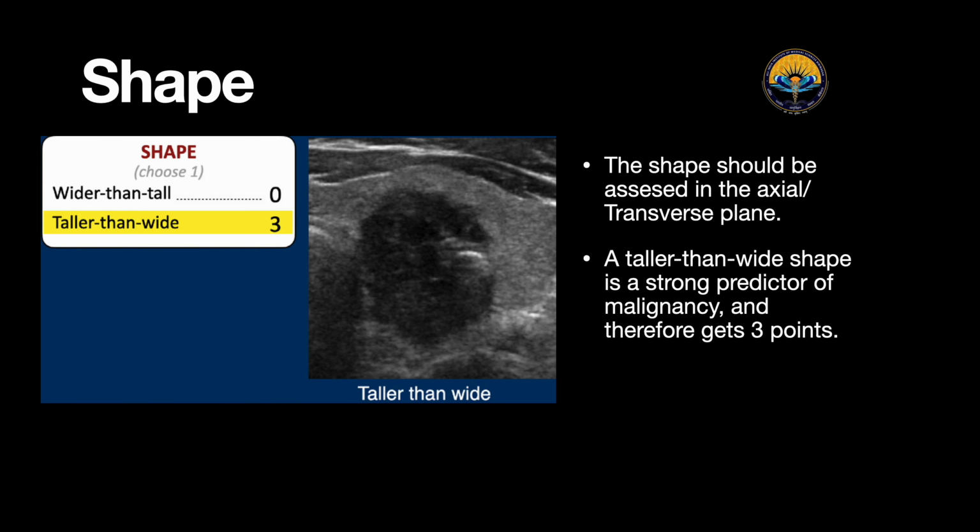Coming to the third category, this is the shape. Normally the lesions are wider than tall, so there is no need, it is given 0 score. But if we find a lesion which is taller as compared to wider, as in this image, we straight away believe it to be a malignant lesion, and we give it a score of 3. So if it's a taller than wider lesion, then we give it a score of 3. Otherwise, we give a score of 0 only.